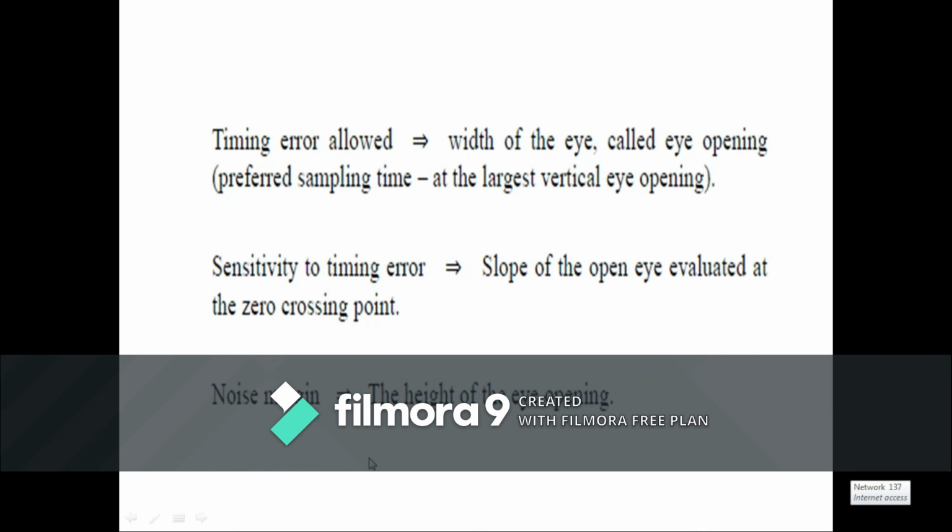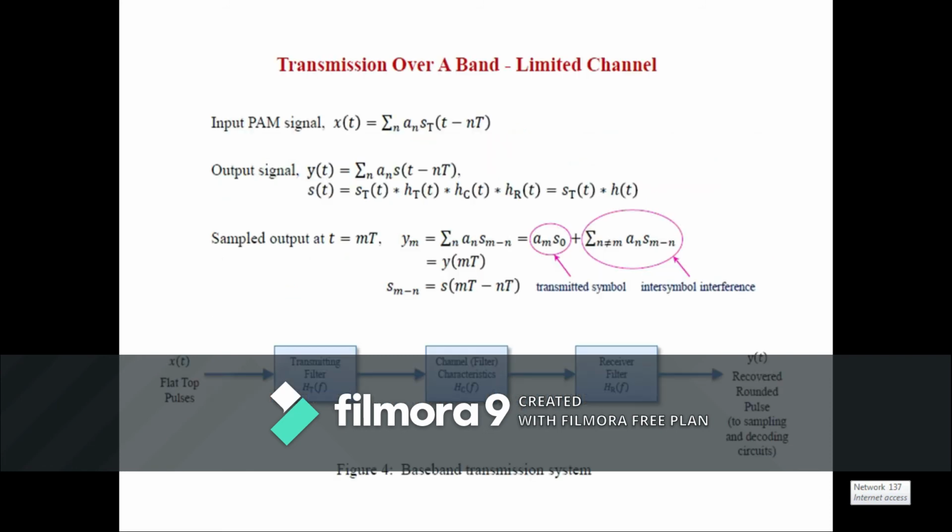Then the timing error allowed, the width of the eye, is called the eye opening, and once it is calculated, there is a preferred sampling time at the largest vertical eye opening. The sensitivity to timing error is the slope of the open eye evaluated at the zero crossing point. Then the noise margin is the height of the eye opening.